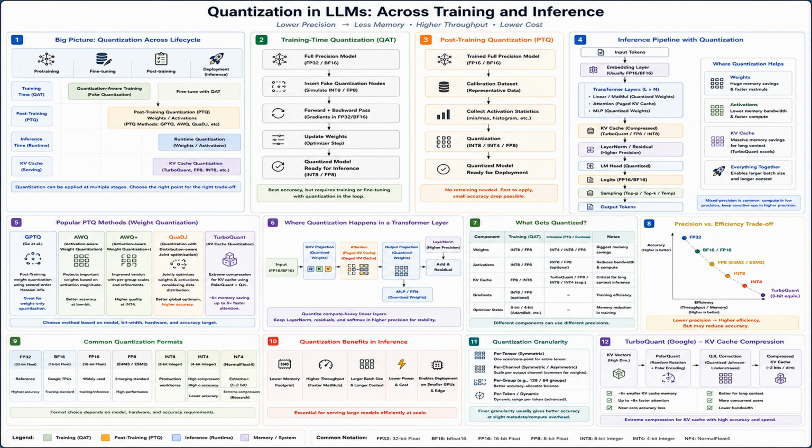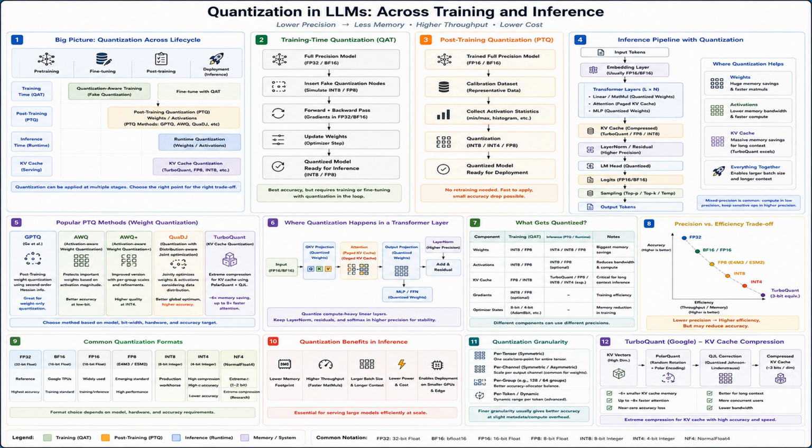Quantization can be applied during training, after training, during inference, and even inside runtime memory like the KV cache. Each stage offers a different trade-off between accuracy and efficiency. Apart from simple quantization techniques, there are some advanced techniques like GPTQ, AWQ, QuadJ, and TurboQuant. These methods target different parts of the system, like weights, activations, and even runtime memory like the KV cache.